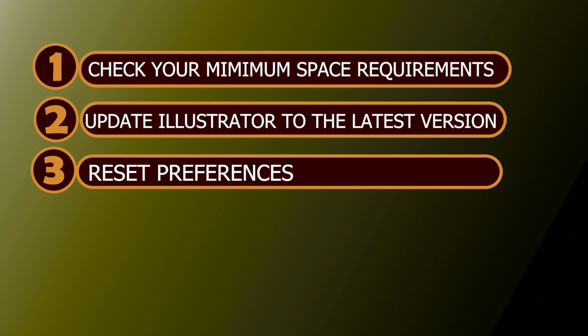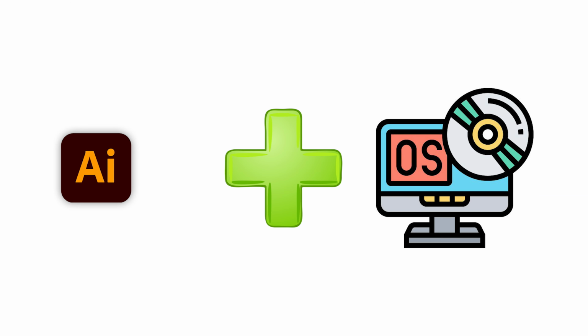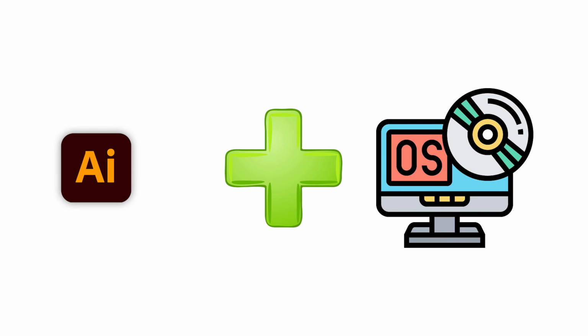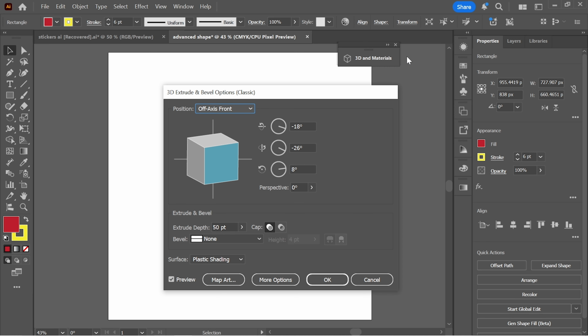Another step is to check your system compatibility. You have to make sure that your Adobe Illustrator program is compatible with your operating system. It's very important because keeping things up to date helps to improve your performance inside Adobe Illustrator and minimize those crashing, freezing, lagging, and slowing issues.